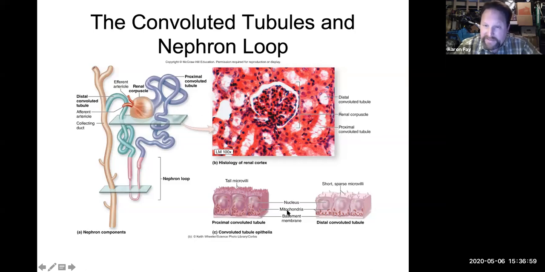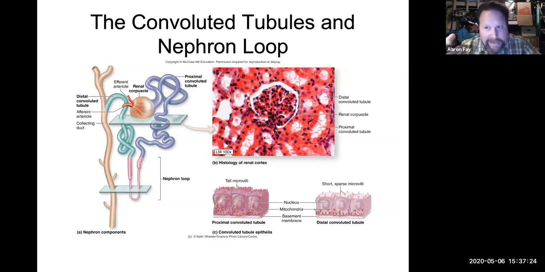So in the histology, you can recognize a proximal convoluted tubule compared to a distal convoluted tubule. One, because the PCT cells are going to have more and longer microvilli, because their job is primarily reabsorption. Those cells will also stain more darkly because they're going to have more mitochondria. Why do they have more mitochondria?